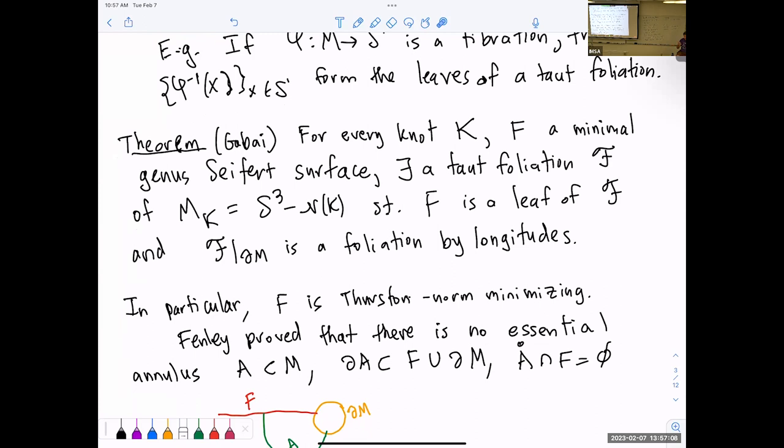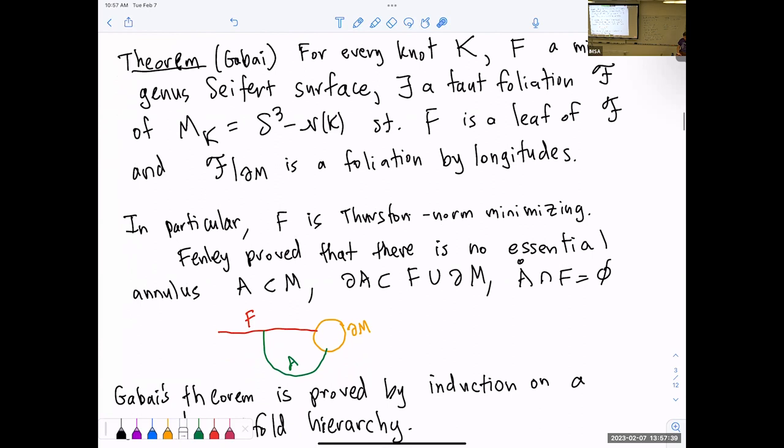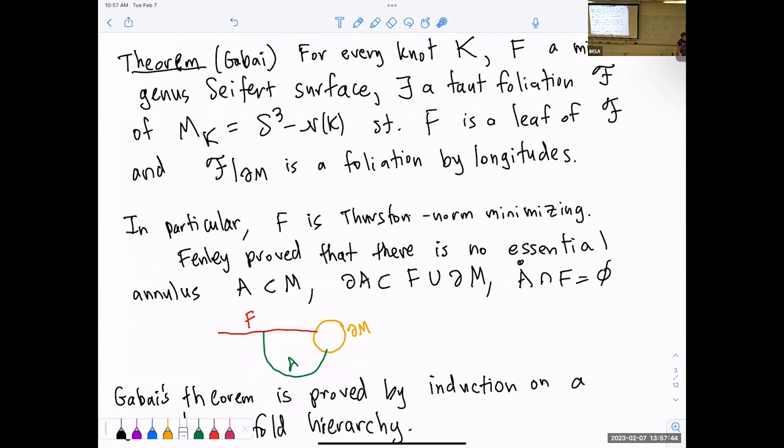S2 cross S1 is either S2 cross S1 by the Reeb stability theorem, or it's irreducible. So S2 cross S1 with its foliation by two-spheres is the only reducible manifold. S2 cross S1 is prime, but it has an essential sphere, so that's the only reducible example. Anyways, in particular, the Seifert surface for a knot is Thurston norm minimizing. In fact, it's Thurston norm minimizing in the zero-framed surgery. So the genus of a knot will be the same as the genus when you cap it off by zero-framed surgery.